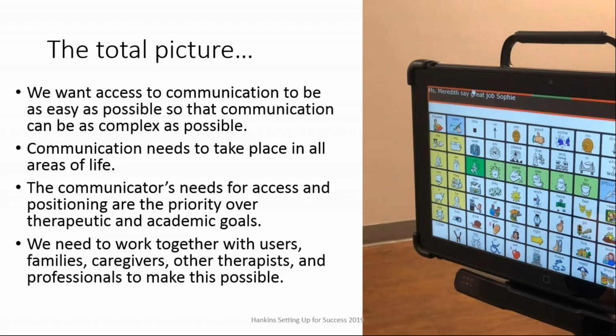So remembering that we're not working necessarily on index pointing or how many words in a sentence, but we're working on access, positioning, and that exchange of communication. And we need to all work together to make sure that we're hitting everything that we feel that we need to hit as users, families, caregivers, and other therapists and professionals.